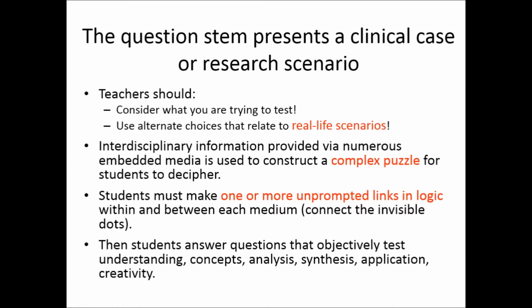So when you're thinking about writing a question, one thing that a teacher should really consider is what is the concept that they're trying to test. And the alternate choices should relate to a real-life scenario that employs a constellation of possible things that are very possible and just a little bit off. So you want to construct a complex puzzle that the students need to decipher. And after they analyze all the data, they make unprompted links in logic between each piece. And then they are trying to connect the invisible dots between the pieces. And then the students will answer these questions by synthesizing an answer that takes into account all the data that they have synthesized. Now you may say, well, this will take an hour and a half per question, etc.